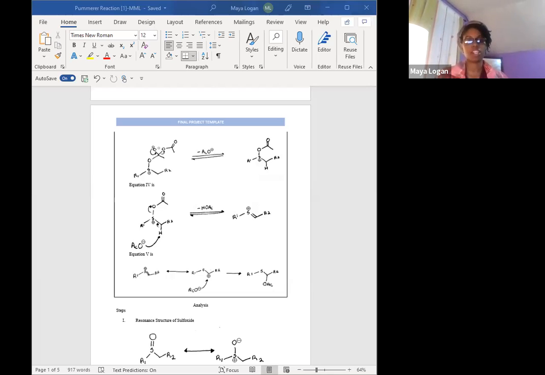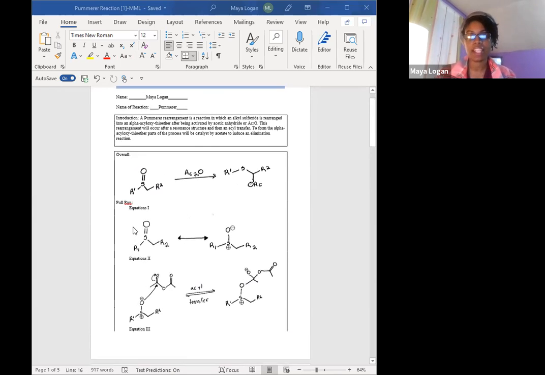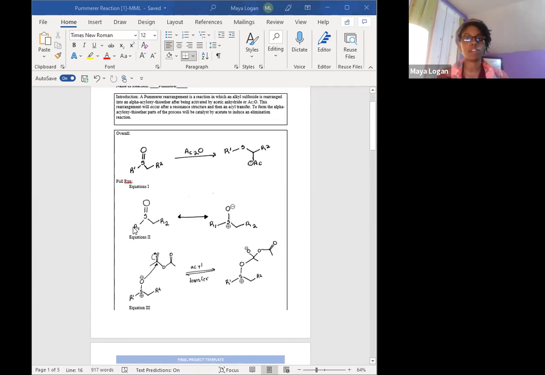My first reaction is the Pummerer rearrangement. The first thing we see in equation 1 is the resonance structure of the sulfoxide. We want to break the bond between the sulfur and the oxygen and return their charges.